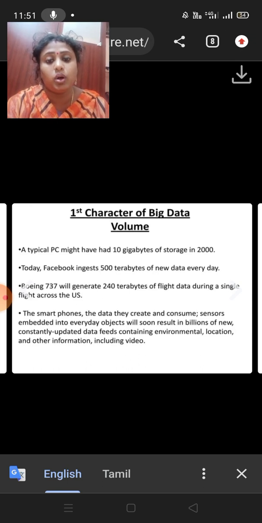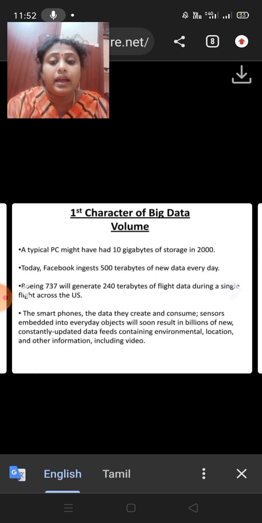The first one is volume. A PC might have had only 10 gigabytes of storage in 2000, and today Facebook gets 500 terabytes of new data every day. Smartphones and the data they create, and sensors embedded into everyday objects, will soon result in billions of new, constantly updated data feeds containing environmental, location and other information, including videos. So that is the volume.